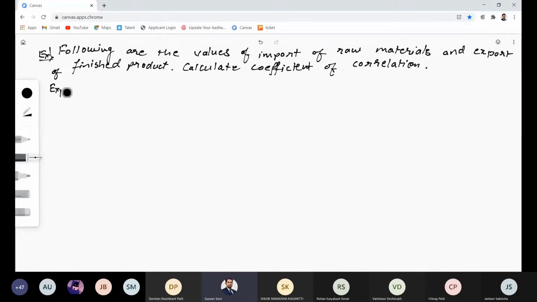So export, the values are 10, 14, 20, 22, 16. And import 12, 15, 21, 26, 21.